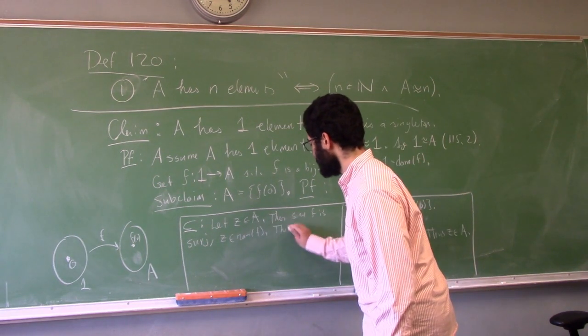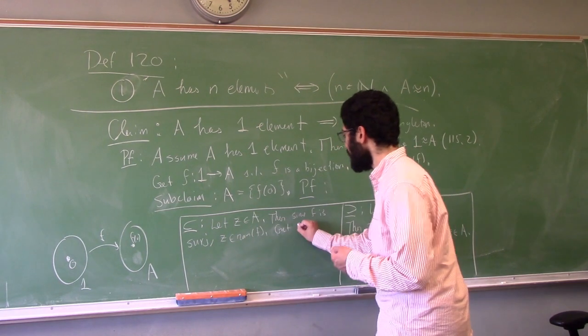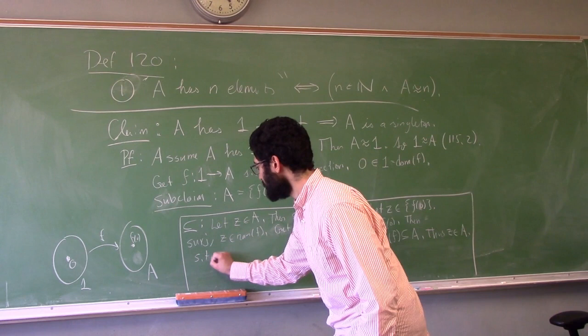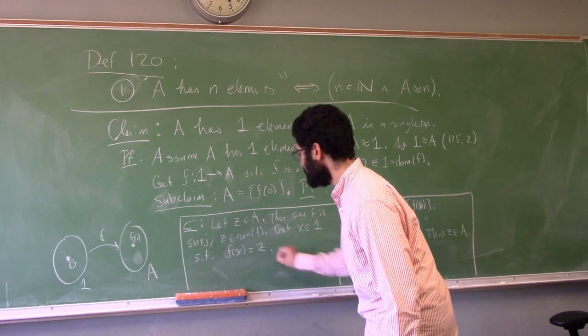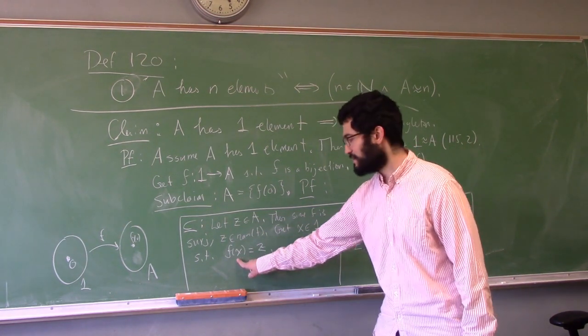So then we can get, let's say get, something, let's call it x, in the domain of f, which is 1, such that f of x is z. That's what it means to say z is in the range of f. Z is f of something. So let's get that something, call it x.